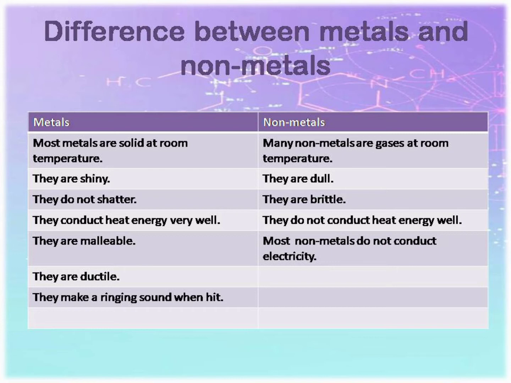Most metals are solid at room temperature. They are shiny. They do not shatter. They conduct heat energy very well. They are good conductors of electricity. They are malleable and ductile. They make a ringing sound when hit.